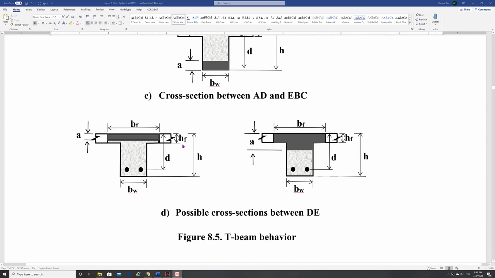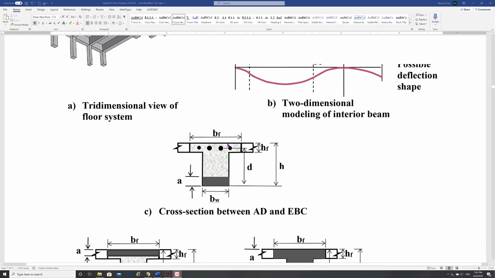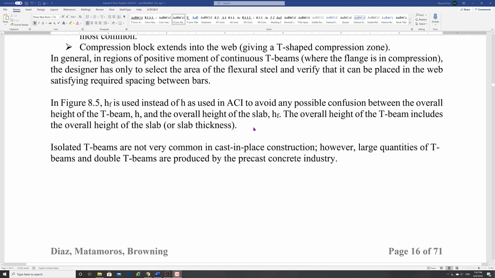The h_f here is what ACI calls the thickness of the flange. Some people call it t, for thickness. But in ACI we call it h_f, so height of the flange, width of the flange, height of the beam, which goes all the way to the top. And then your d value to the centroid of your bars, so d_t, all that remains the same. Let's see, what else am I missing here? No. Now there is the case of isolated T-beams.